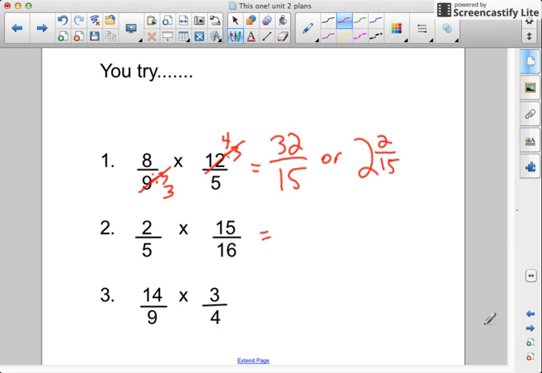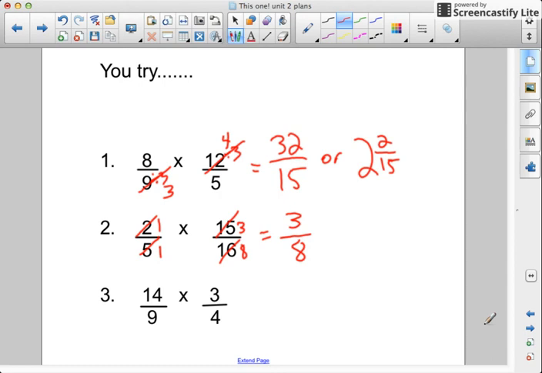This one, 5 goes into top and bottom, so divide by 5, I get 3. Divide by 5, I get 1. 2 goes into the top and bottom. Divide by 2, I get 1. Divide by 2, I get 8. 1 times 3 is 3. 1 times 8 is 8.